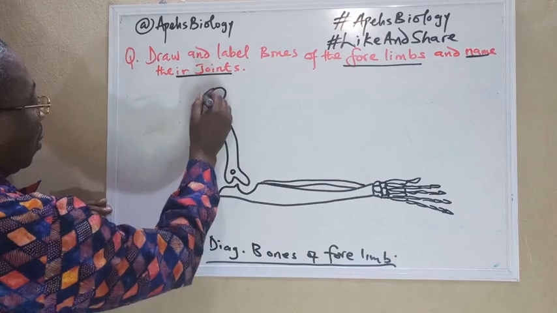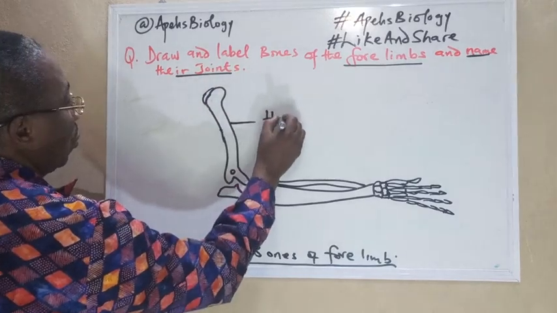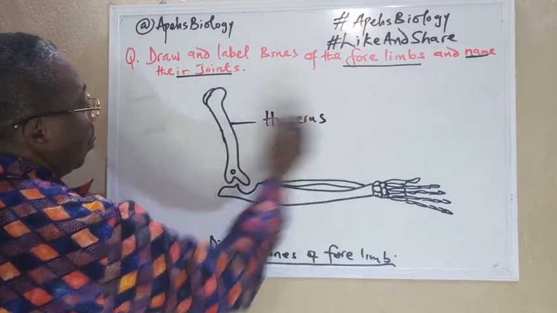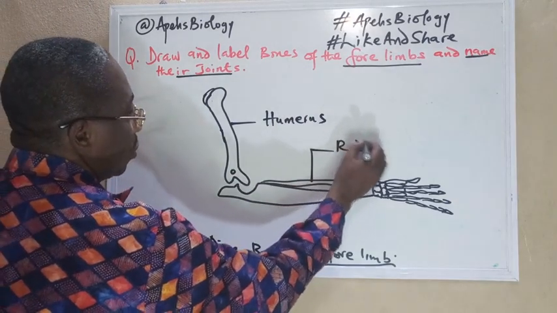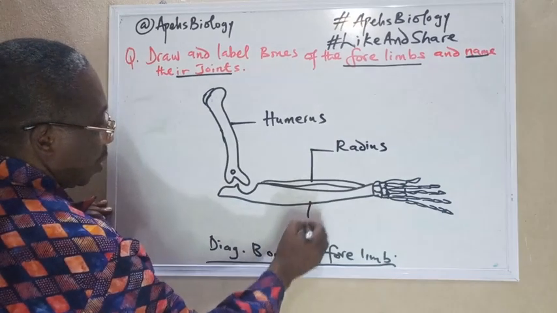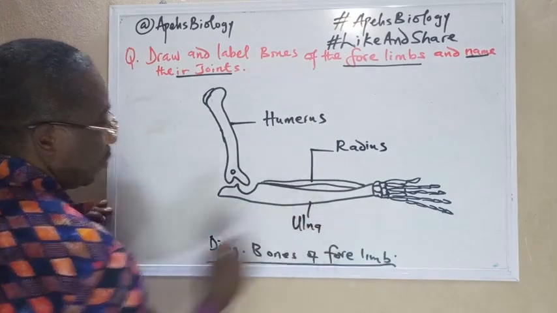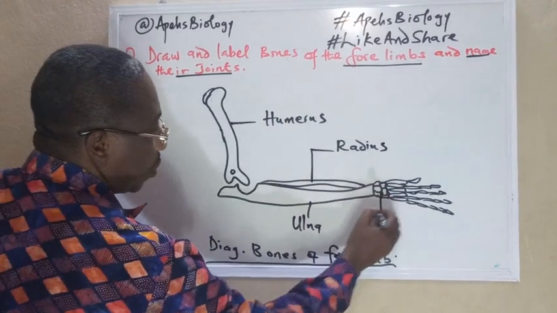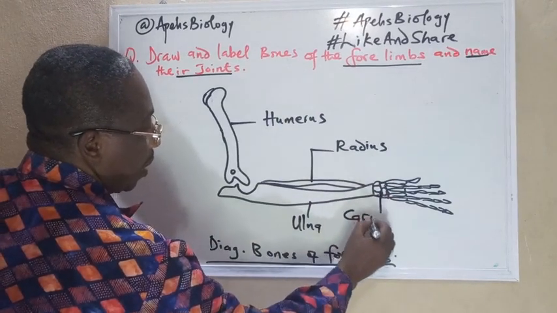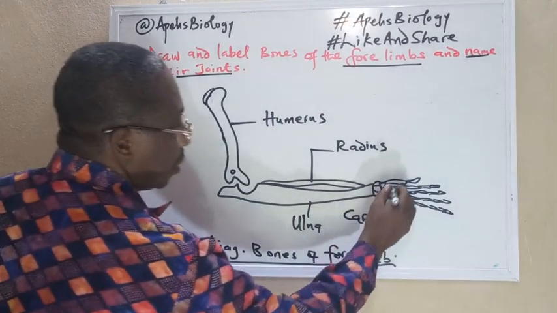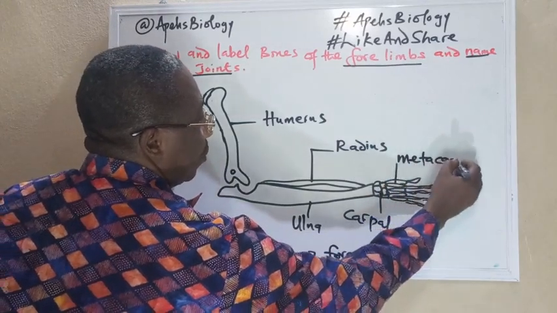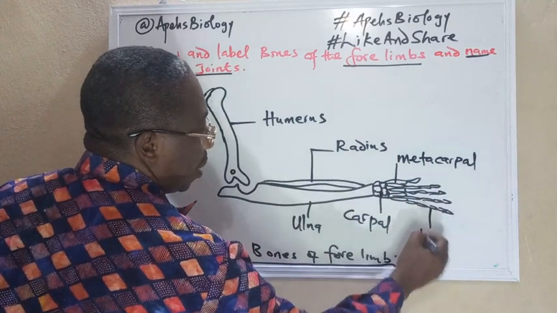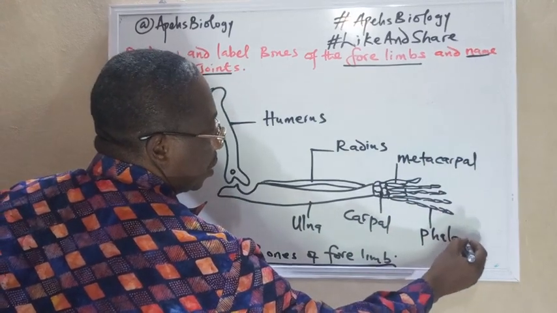Come here. This bone is called humerus. This one is called radius. This one is called ulna. Then this one is called carpal. These ones here are called metacarpal. And then these ones are called phalanges.